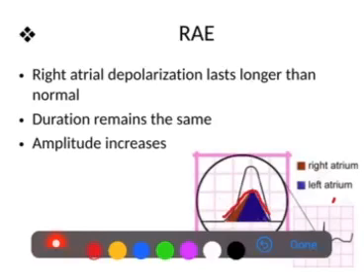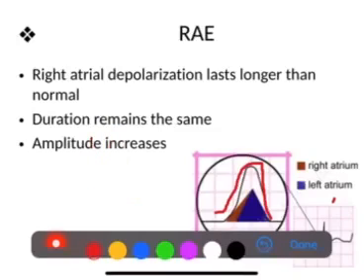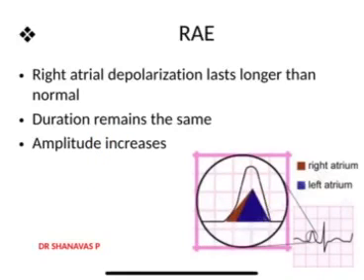But in right atrial enlargement, the right atrium will depolarize longer, and it will end only at the end of the left atrial depolarization. So what will happen? We will get a large P wave like this, where the duration is the same but the amplitude is increased. This is how an enlarged P wave looks. So in patients with right atrial enlargement, there will be a prominent P wave.